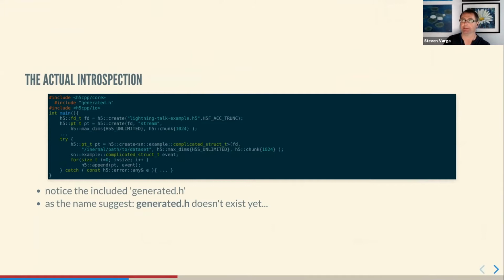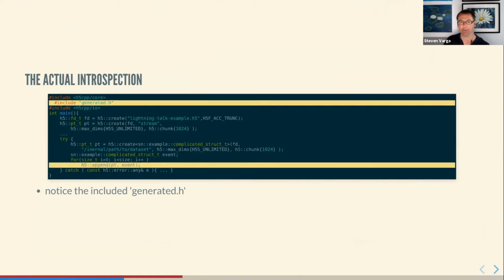level. In my case, I used the LLVM infrastructure to write the H5CPP compiler. What we are actually doing here is generating this header file that is sandwiched between the core and the IO header imports.